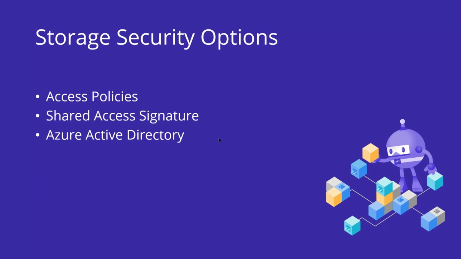And then the shared access signature is essentially the key to be able to access those files or those containers. And then with Azure Active Directory, just as we saw with that file architecture diagram, you could also set up authentication and security options through Azure Active Directory.